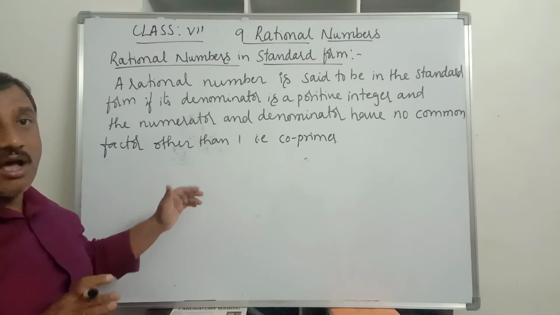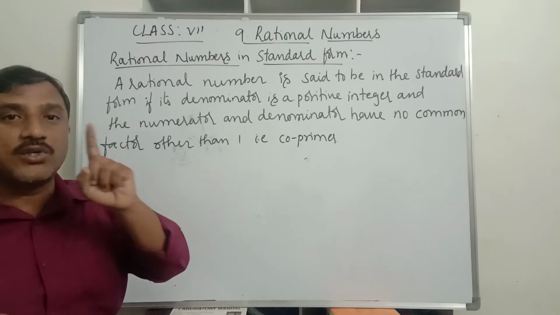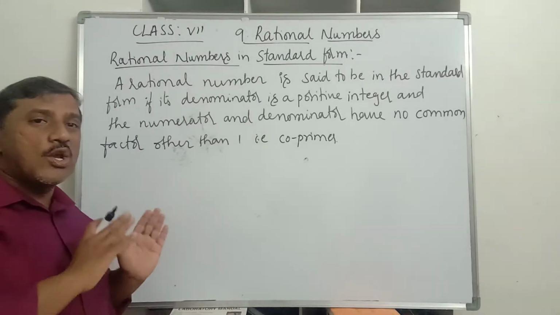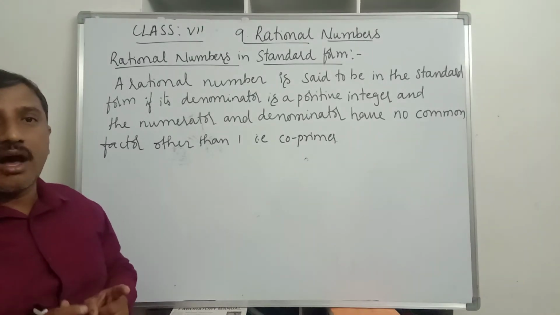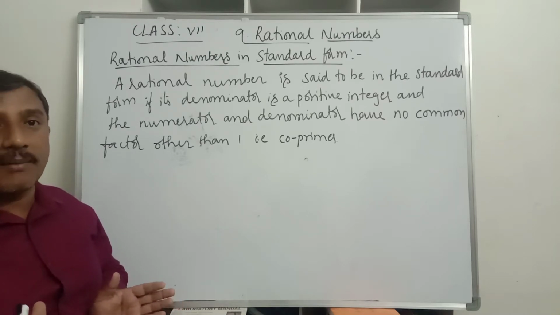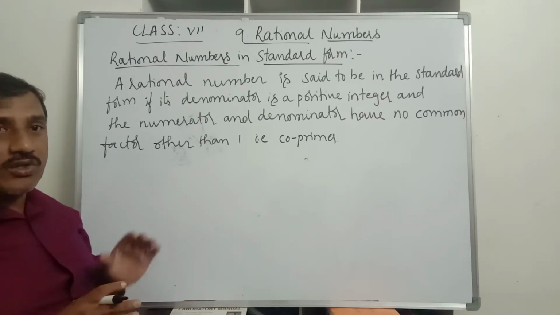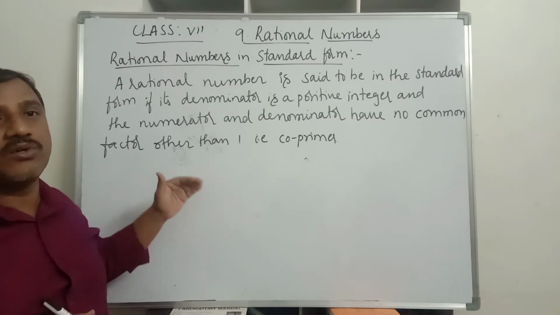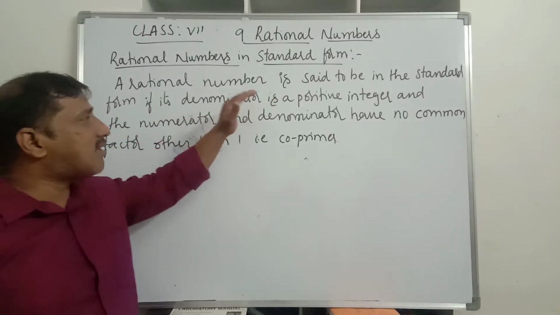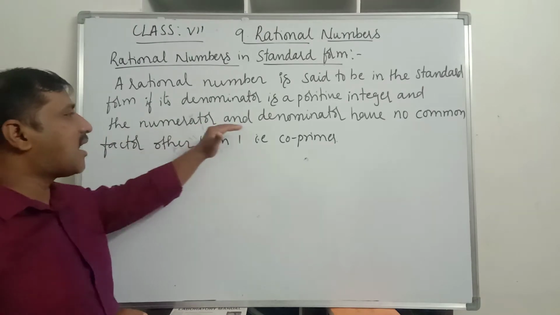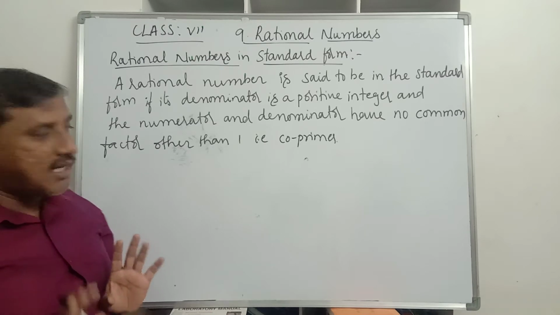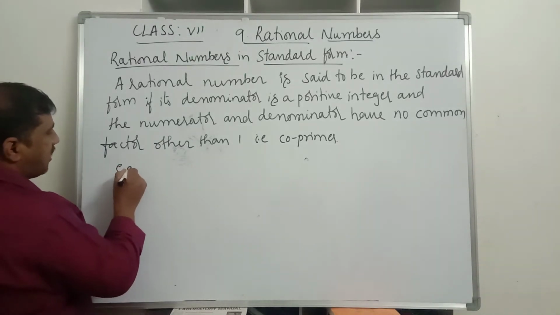The first condition is that the denominator is always a positive integer. And both numerator and denominator have only 1 as the common factor, that is, they are co-prime numbers. If the rational numbers do not satisfy these two statements, then those rational numbers are not in the standard form. What are the two statements? The denominator is always a positive integer, and the numerator and denominator have 1 as the only common factor. That is, they are co-primes. See some examples we can write here.